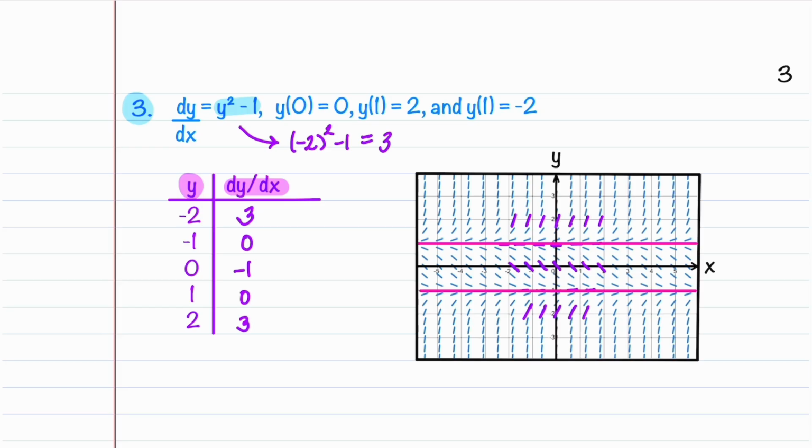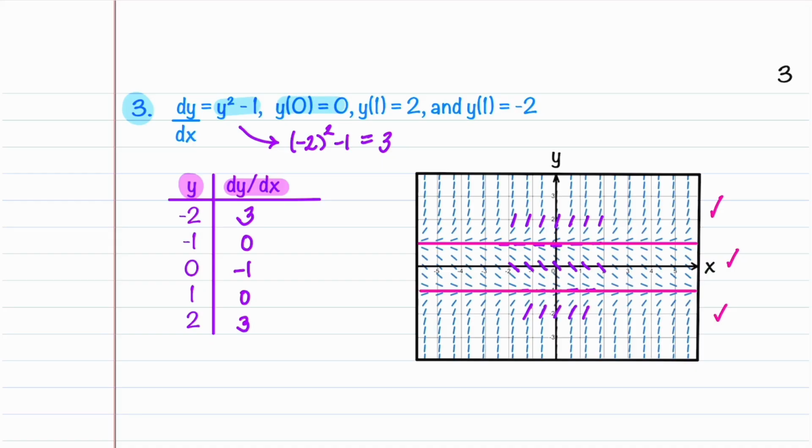Let's look at the 3 regions. In the region on the top, all of our slopes are positive. In the region between our 2 equilibrium solutions, our slopes are negative. And then in the region on the bottom, our slopes are positive again. Because our slope is nonlinear, we are going to get different solution curves for different initial conditions. And that's why for this problem, I've written down 3 different initial conditions. Let's look at the first one.